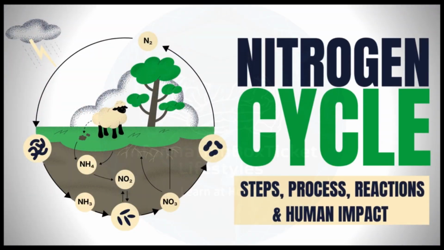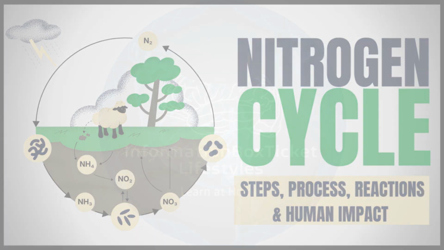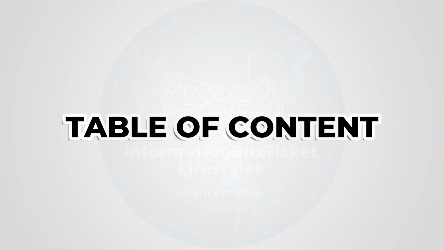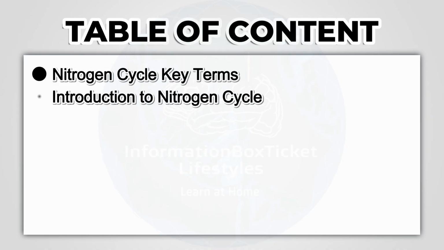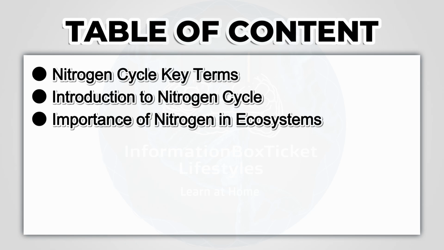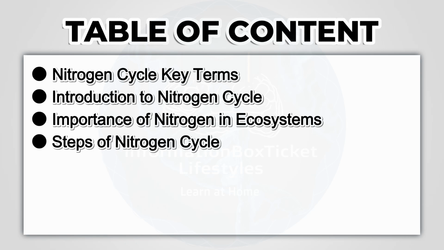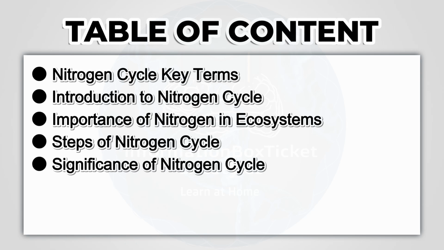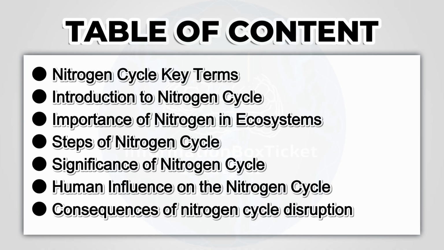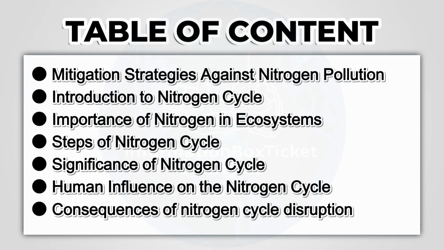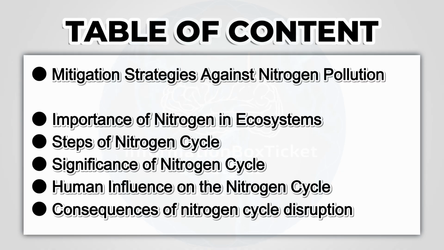Nitrogen cycle explained. Table of contents. Nitrogen cycle key terms. Introduction to nitrogen cycle. Importance of nitrogen in ecosystems. Steps of nitrogen cycle. Significance of nitrogen cycle. Human influence on the nitrogen cycle. Consequences of nitrogen cycle disruption. Mitigation strategies against nitrogen pollution. Conclusion.